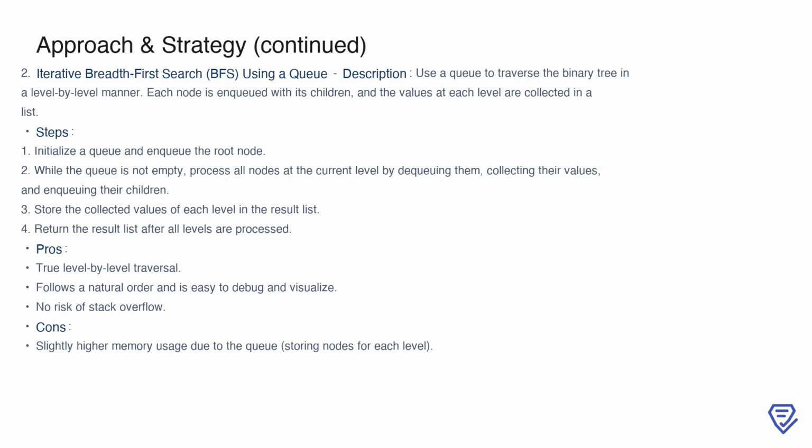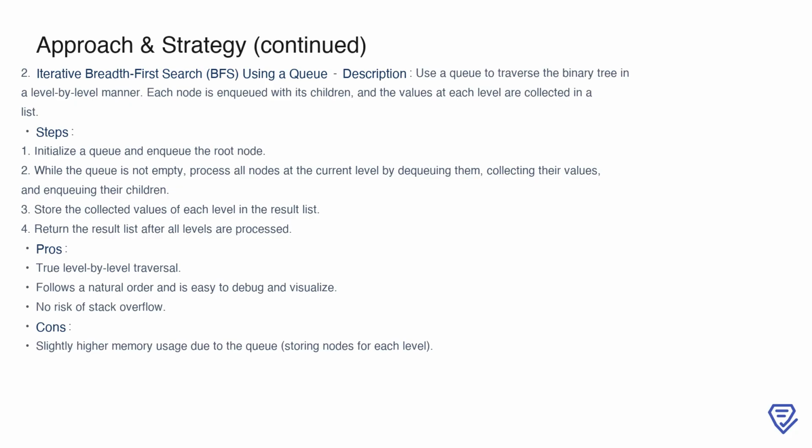The iterative BFS approach has several advantages. It naturally follows the level-by-level traversal order, making it easier to debug and visualize. Additionally, there's no risk of stack overflow since it doesn't rely on recursion. However, one trade-off is its memory usage, as the queue can grow to store all nodes at the widest level of the tree.